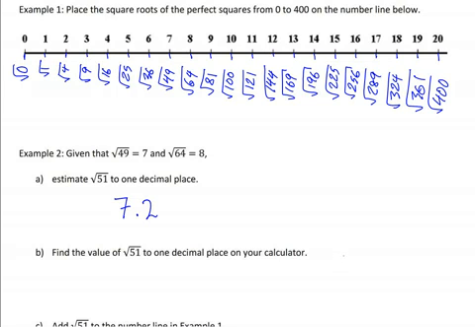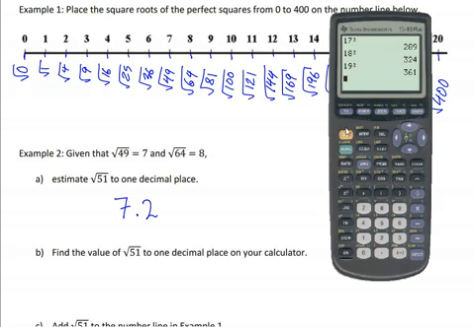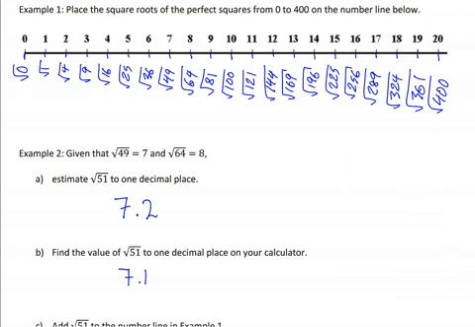Let's see how close our estimate is to the actual value using our calculator. So when I take the square root of 51, the actual value is 7.14, so it's actually closer to 7.2 than you might think. 7.1 is the value rounded off to 1 decimal place.